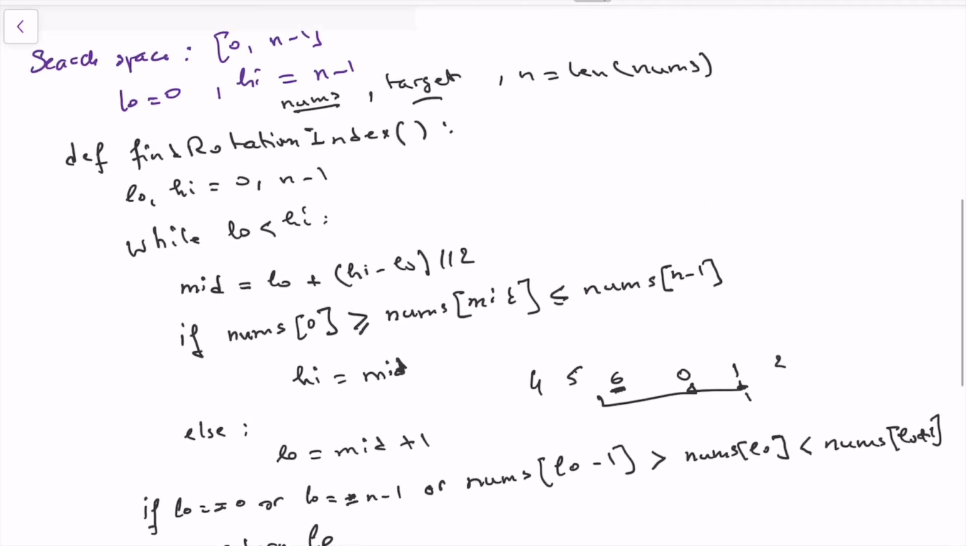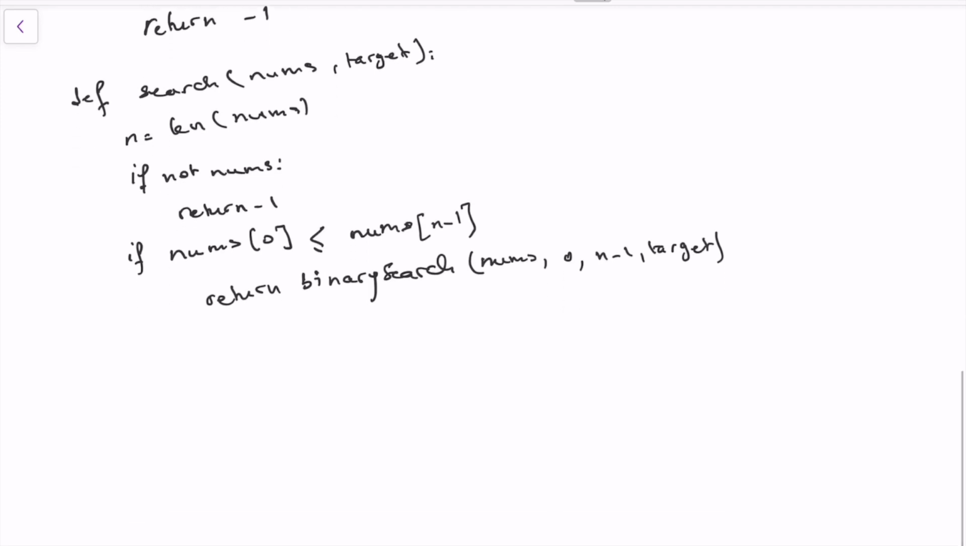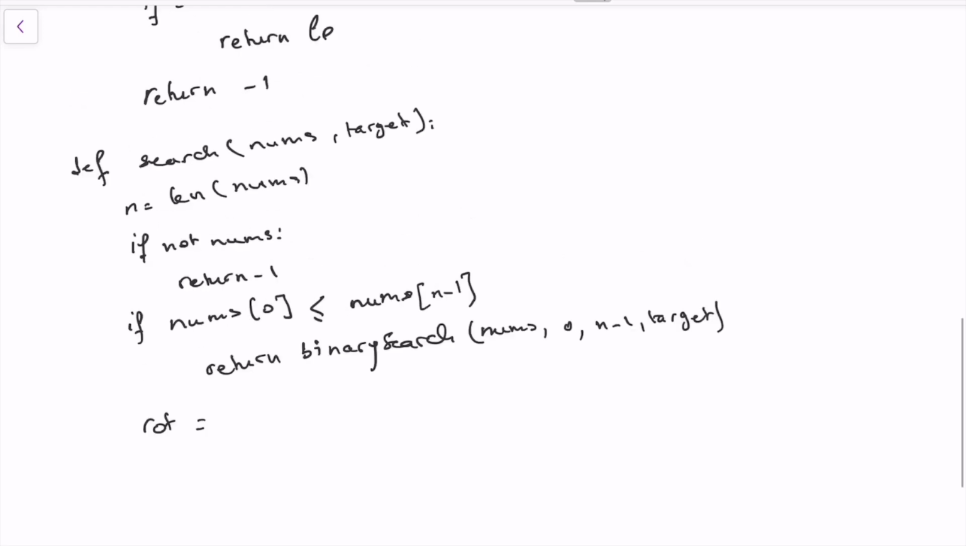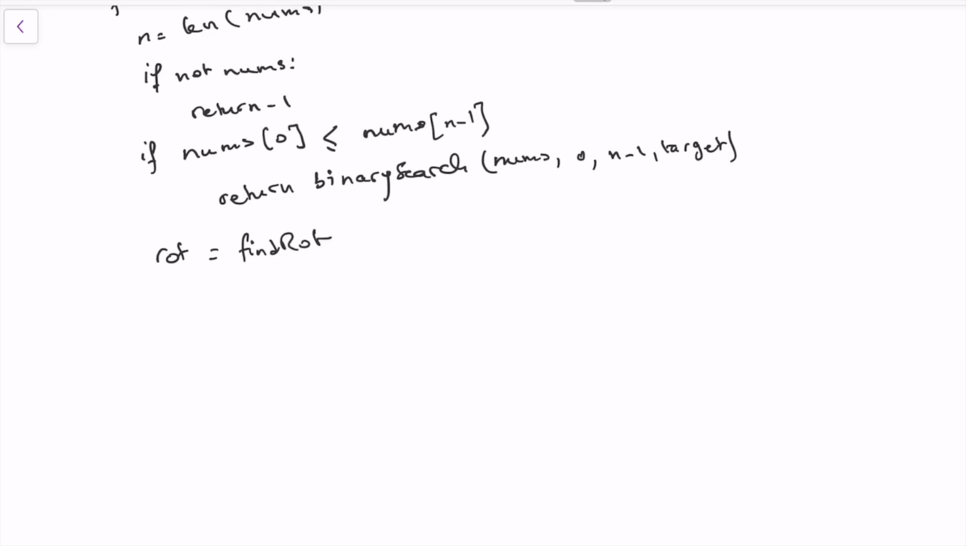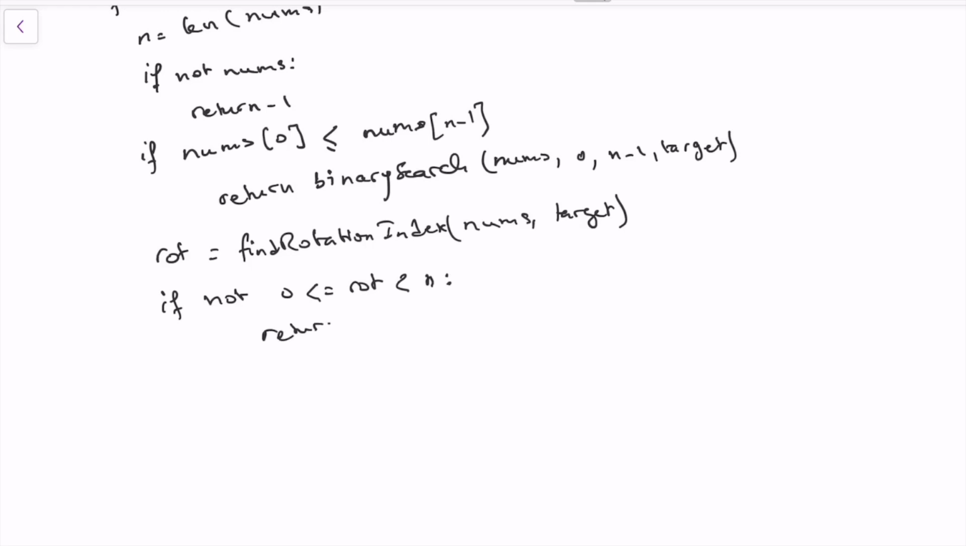This is one of the functions that I will write later, and then find the rotation index using the function that we just wrote. So find rotation index, we'll need to give it nums and the target. And then once we have the rotation index, we can check if it's valid. So if it's not -1, so we check if it's not in the range where it would be valid, then we can just return -1.